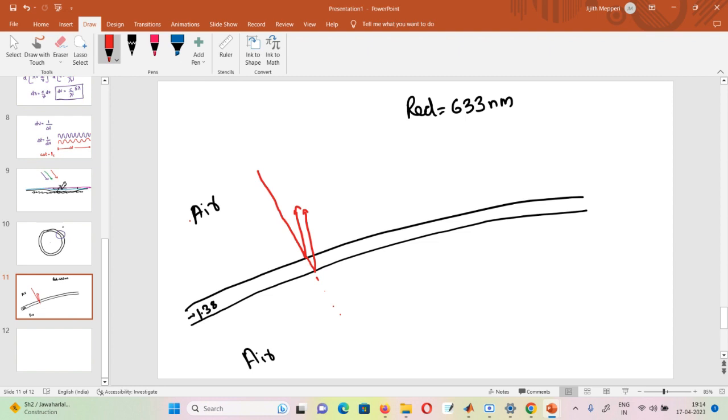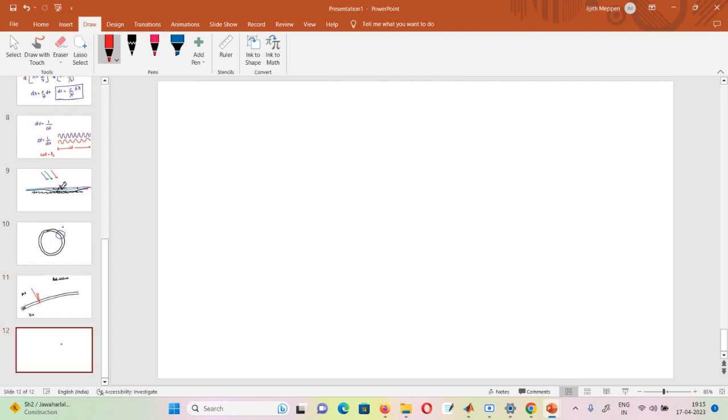Now you see what are the lights which are interfering here. One is just reflecting from the top surface. The other one is transmitted from top to bottom, then bottom to top, and then it comes out. You got that idea, na? These are the lights which are getting interfered.